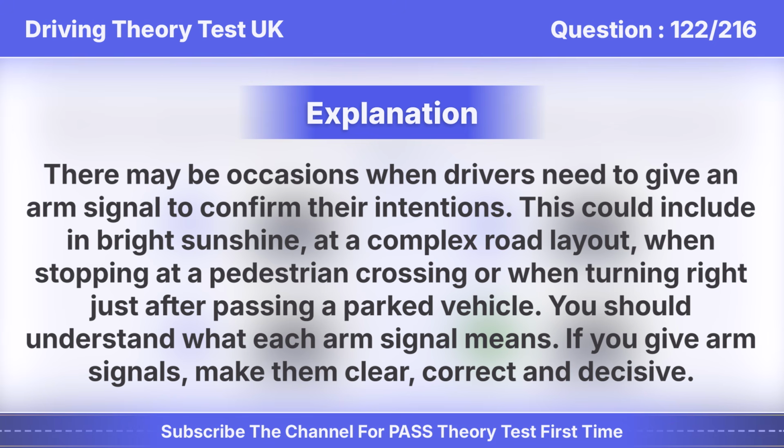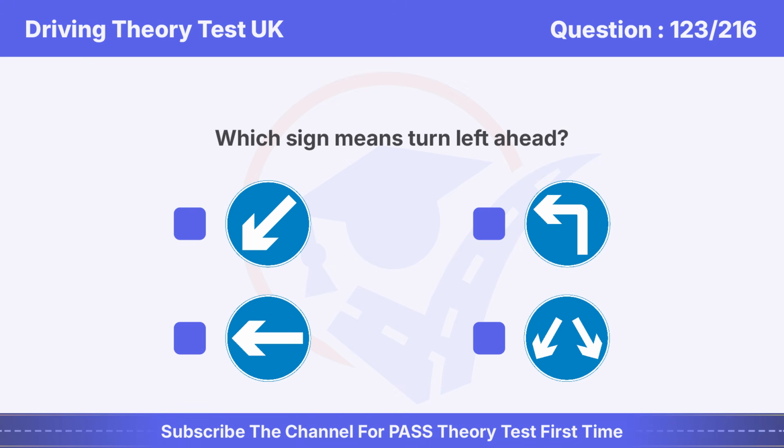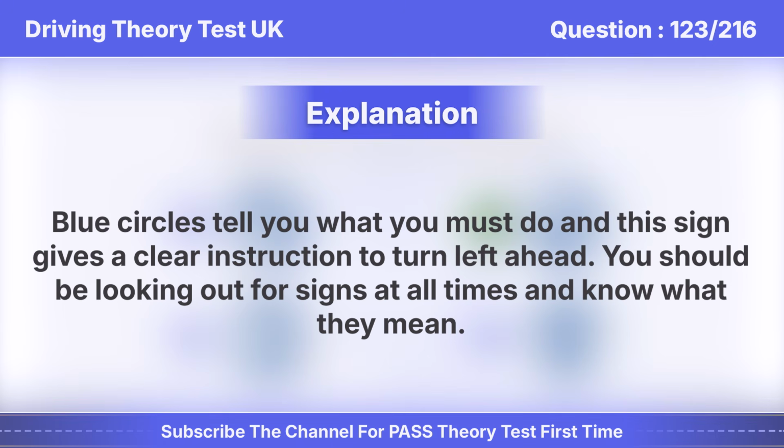You should understand what each signal means. If you give signals, make them clear, correct, and decisive. Question 123. Which sign means turn left ahead? Answer is B. Blue circles tell you what you must do, and this sign gives a clear instruction to turn left ahead. You should be looking out for signs at all times and know what they mean.